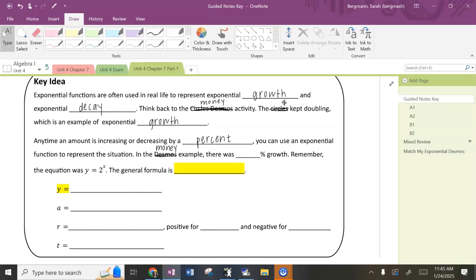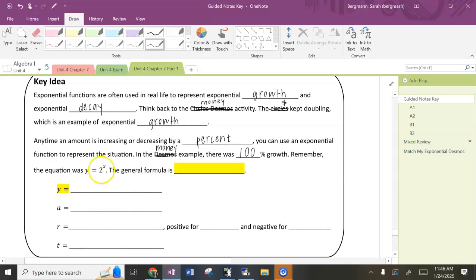So think back to that money activity we just did. The money kept doubling and doubling, which we said was an example of exponential growth. Anytime you have an amount increasing or decreasing by a percent, you can use an exponential function to represent that situation. In that money example, what percent of growth do you think that was if you're doubling? That would be a 100% growth.